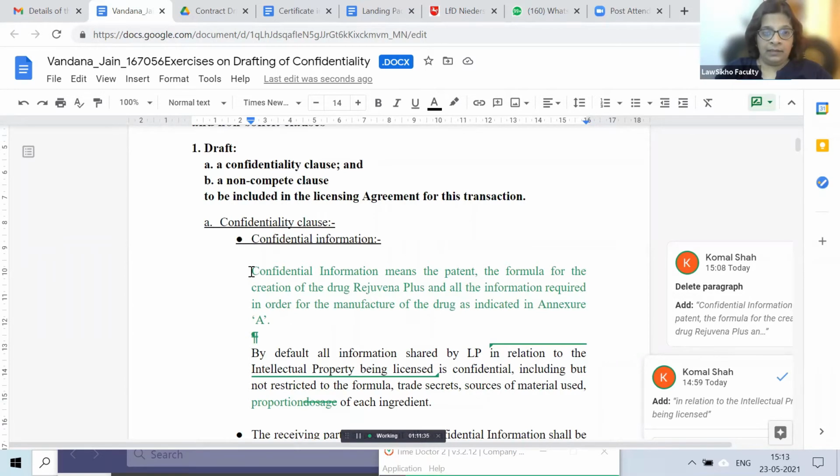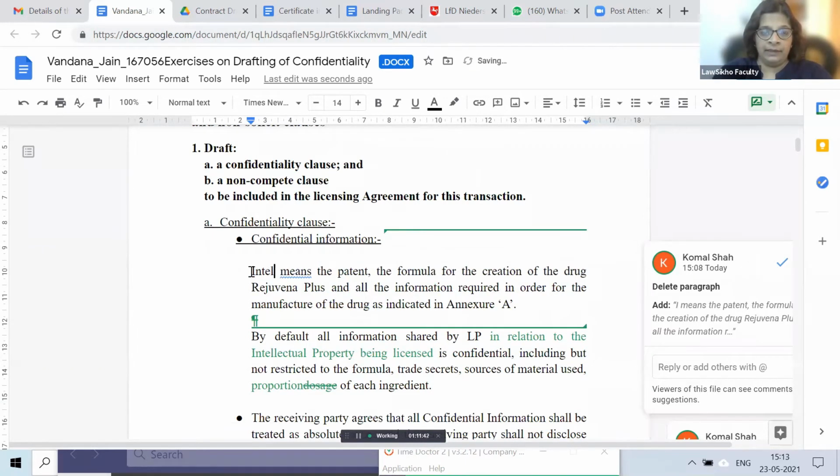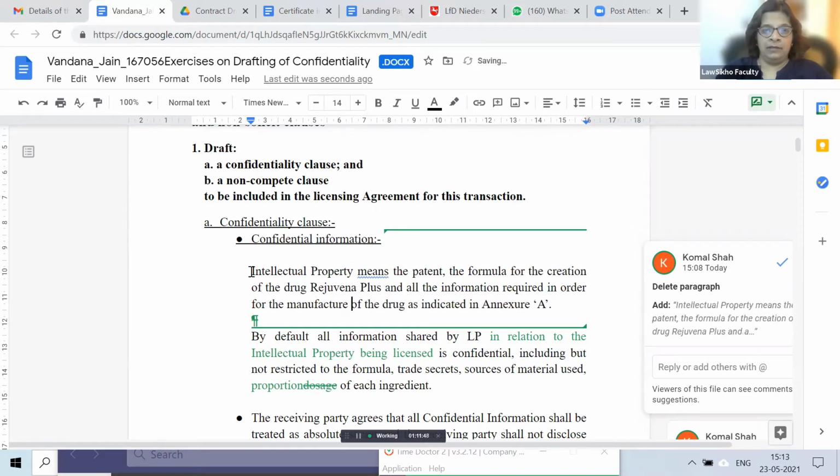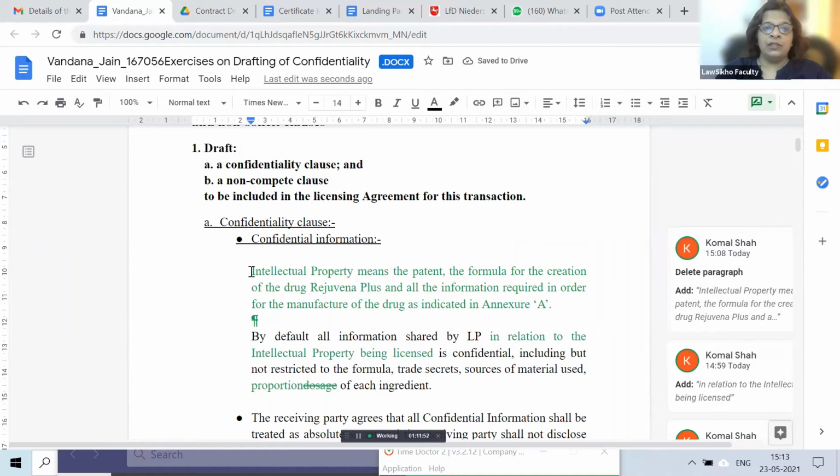Or here, rather, in fact, for confidential information, you might actually define intellectual property because it's a licensing agreement. And by default, all information that's shared in relation to intellectual property is confidential, including but not restricted to the formula, trade secrets, sources of materials used, proportion of future value, etc.